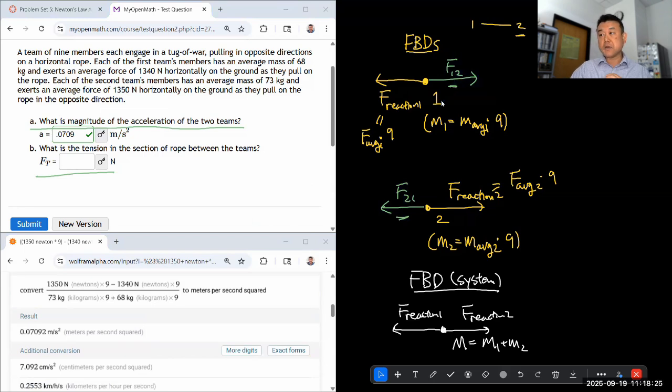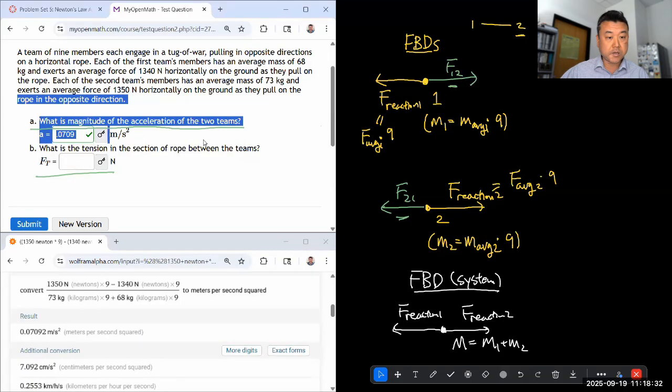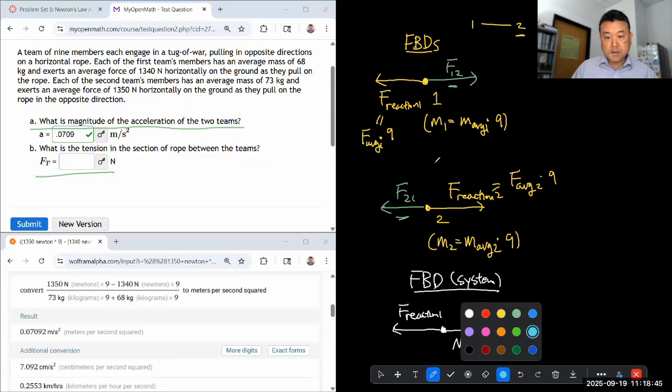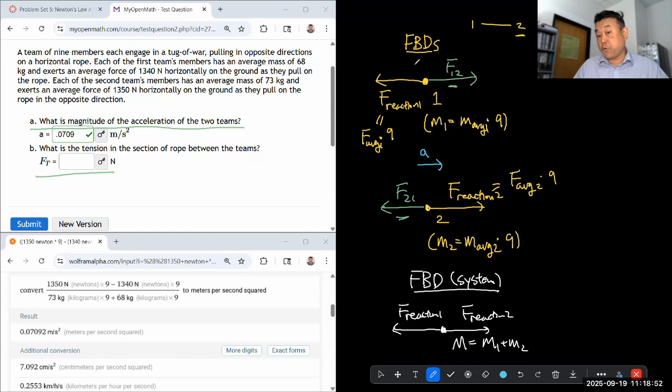Now, here's a kind of fun thing you can do now that you know the acceleration. With the reasonable assumption that the rope is not stretching, that means you know the acceleration of these two teams. I think I figured out team 2 should be winning, so it's accelerating to the right. They are both accelerating to the right with the acceleration that we figured out.